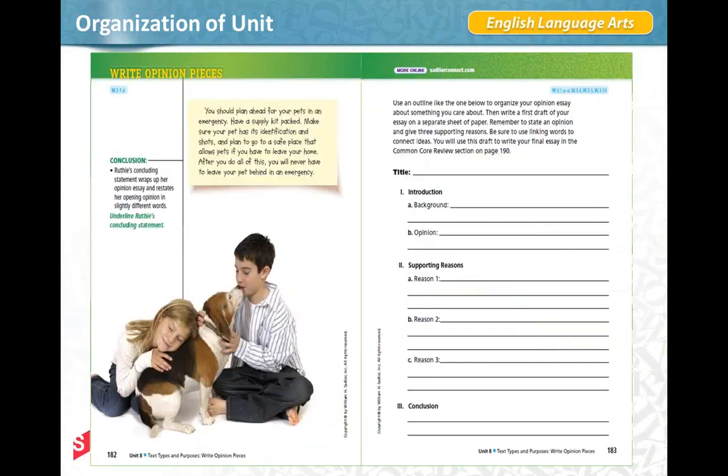The last part of the opinion piece is the conclusion. And we want them to have a strong conclusion. Sometimes it's the beginning and the middle and the end, but we want them to have a very strong ending.